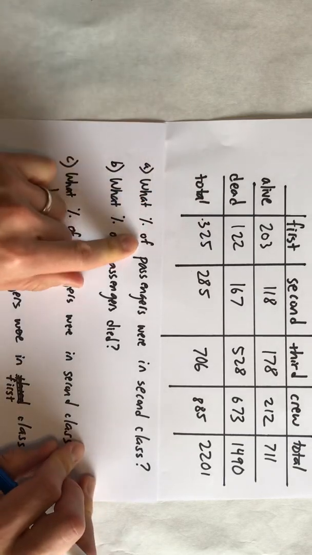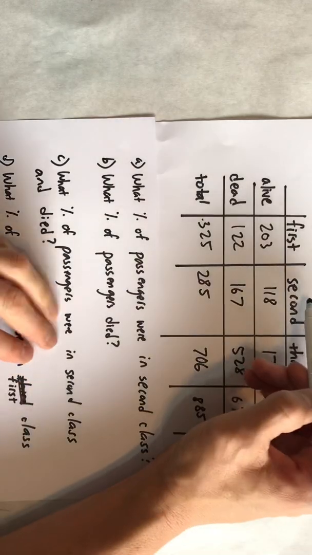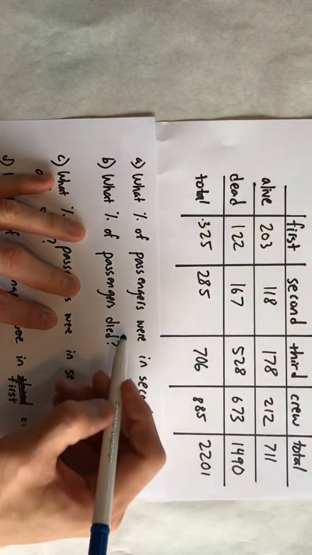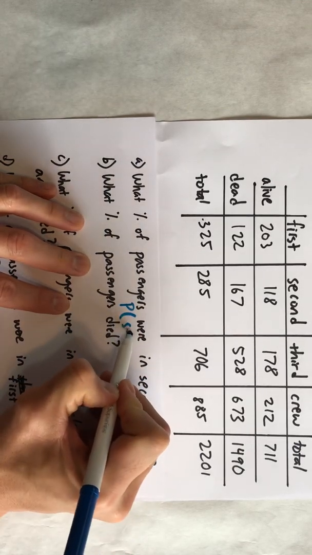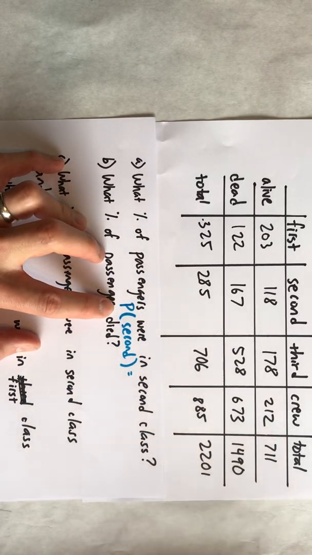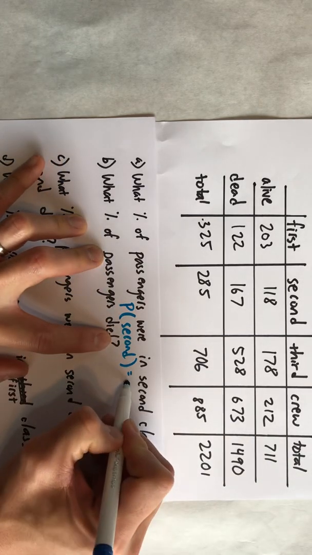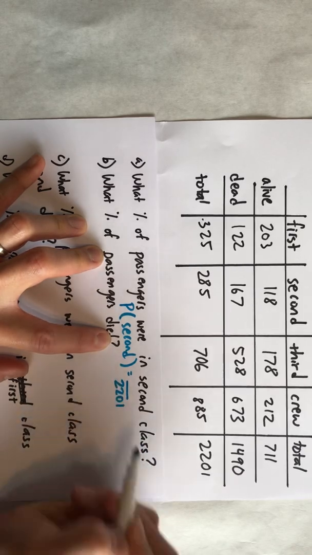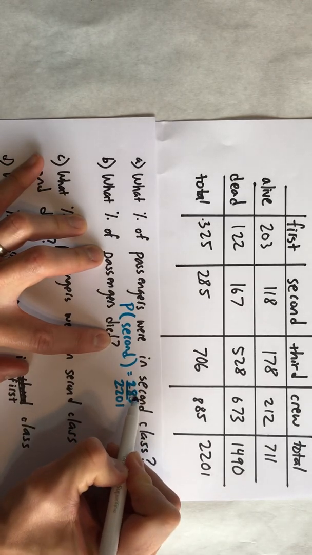First question is, what % of passengers were in the second class? Okay, so we're looking only at the second class right here. So the way I want you to write this is we're going to use P parentheses second. Now, can you guess what the P stands for? You guessed it right. It's probability, okay? Or proportion or percentage. So since all 3 of those words start with P, we use P. So the probability of someone being in second class, when I write this as a fraction, is 2201 is a total, right? And there were 285 people.